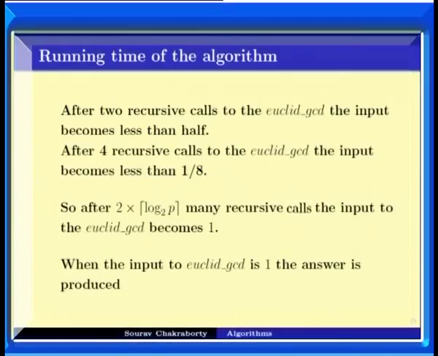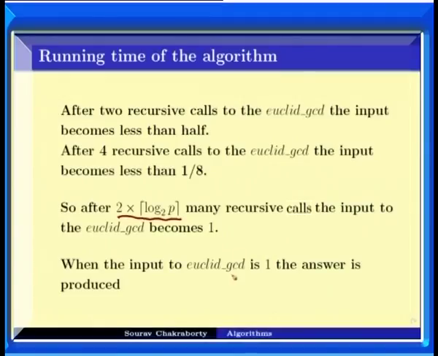So what happens here? Either of two things can happen. During these 2 times log P base 2 recursive calls, either we will hit upon a place where the first input, or P in this case, will divide Q. The first input will be dividing the second input. In that case the output will be the first input and the algorithm will stop. Or it will not stop, in which case a new call will be made, and after this many calls anyway the first input will become 1, and then the algorithm better output 1, because 1 will always divide the next input.